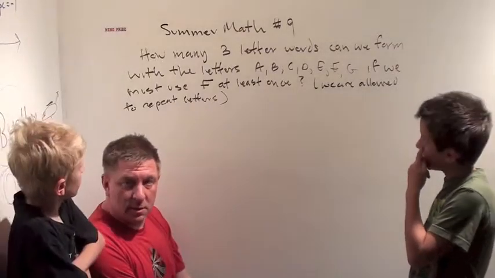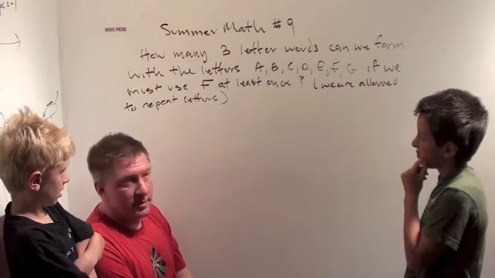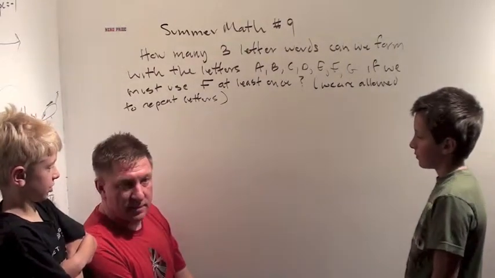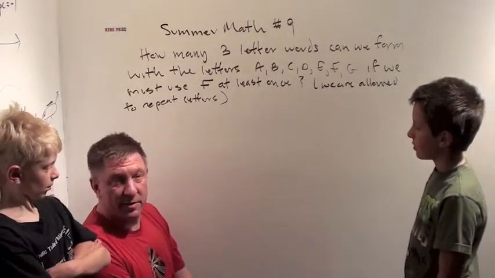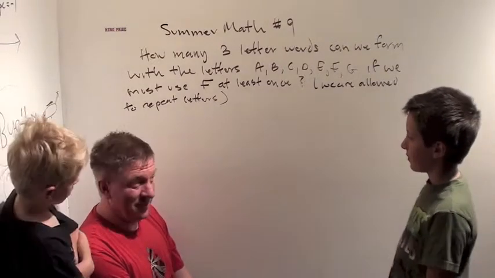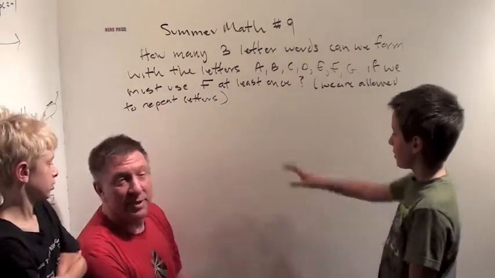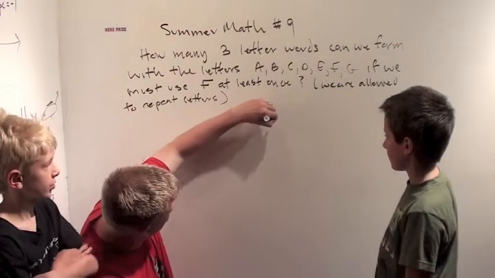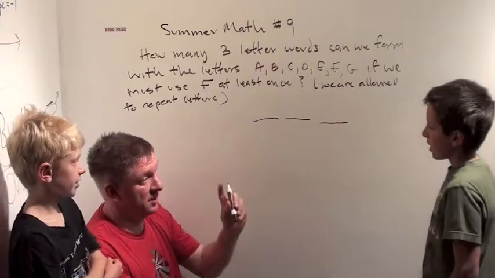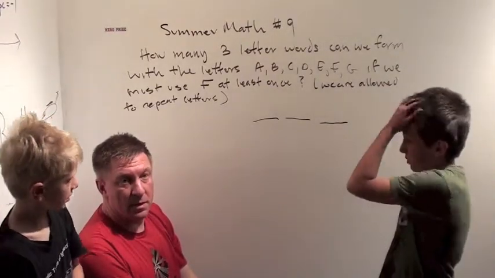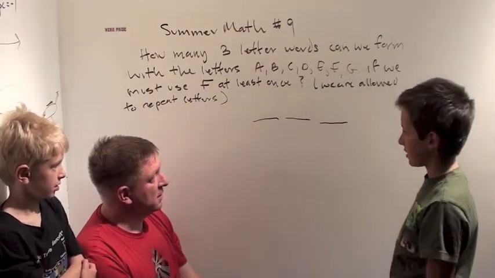What's the problem say? How many three-letter words can we form with the letters A, B, C, D, E, F, and G? So what are we trying to make? Three-letter words. So how many one-letter words are there? Zero. How many two-letter words are there? Zero. Because they just said three-letter words. And what's special about these three-letter words? They have to have F in them. Well, at least once. So you can put them in the beginning slot, the middle slot, or the end slot. So there's three different subcases in this case.